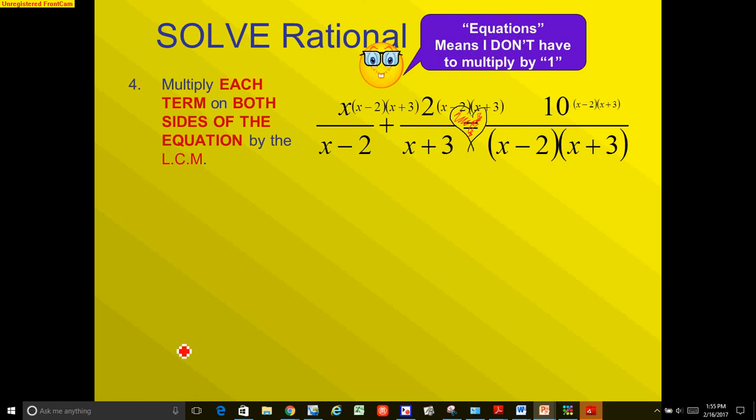Right? If I have an equation, I don't have to multiply by that 1. I don't have to do the top and bottom of the fraction. Now, when I'm done multiplying each term and simplifying, my goal is to get rid of all those denominators. So, if I'm done with this next step and all my denominators are not gone, I've done something wrong.